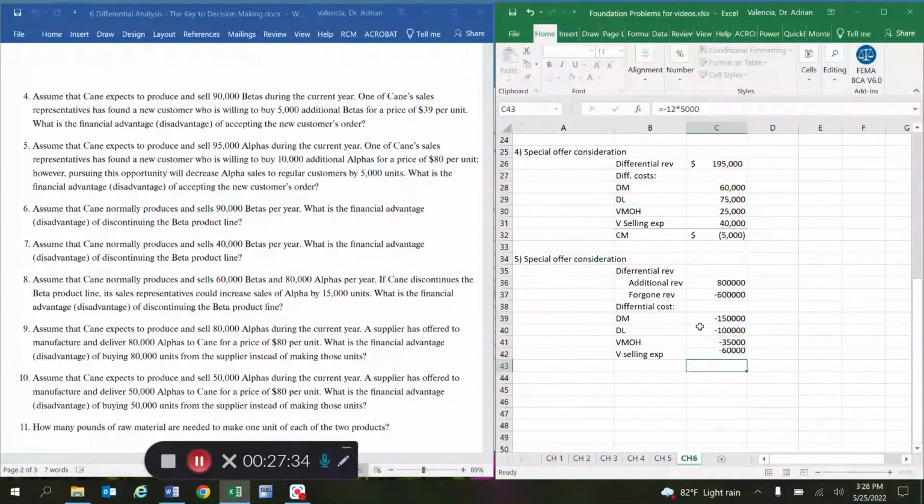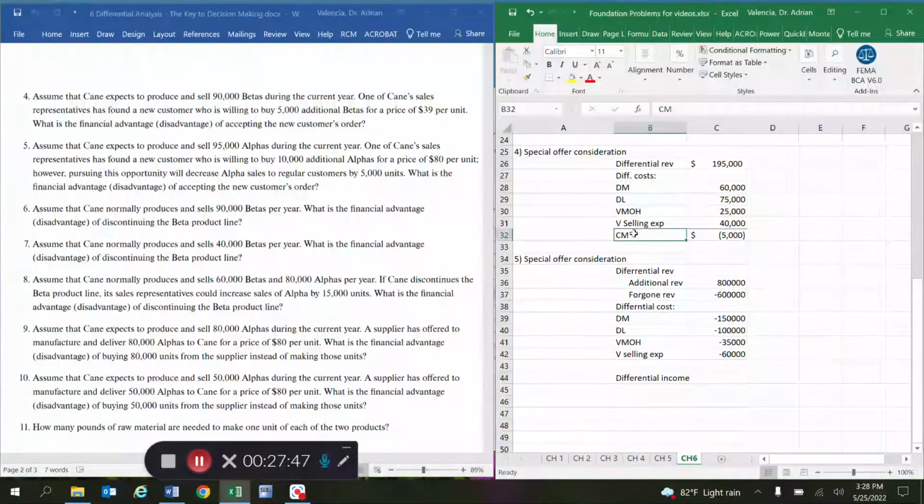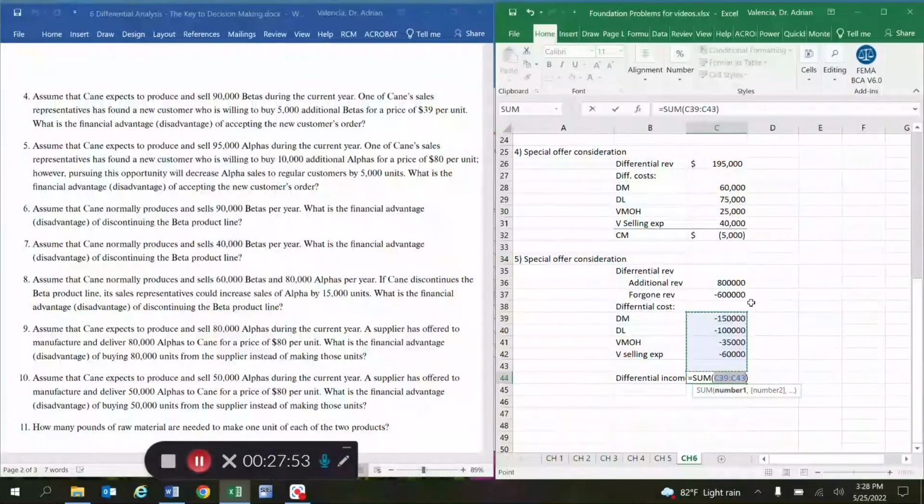So when I do this analysis here, this is going to be my differential income. And by the way, this might not be the best title on the previous ones. Let me restate that in a minute. So let me get this amount and see if this is worth doing or not.